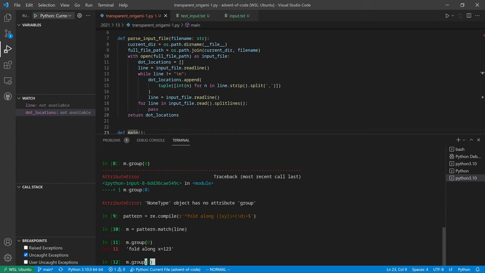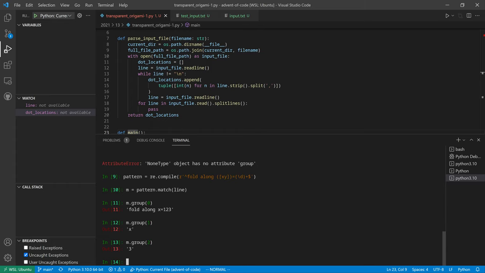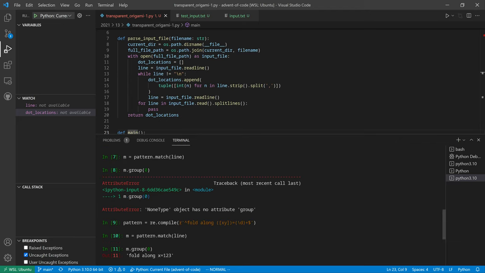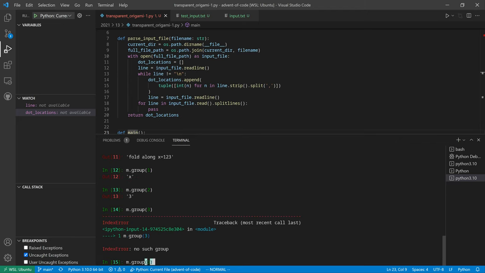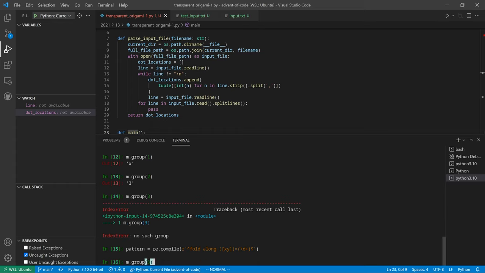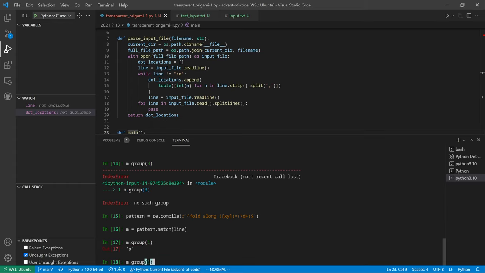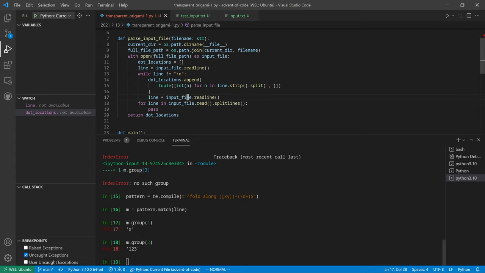So match group 0 is going to be the whole thing. 1 and 2. Uh-oh. 3. Uh-oh. Is our parentheses wrong? Oh, the parentheses did not include the plus. That's the problem. There we go. So now match group 1 is x and match group 2 is 1, 2, 3. Got it.